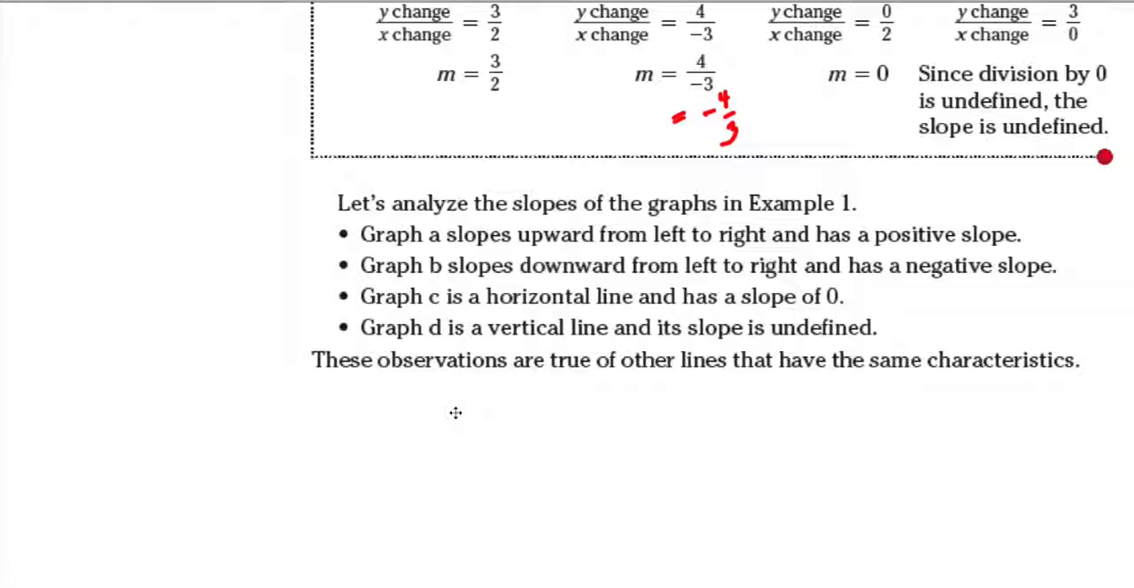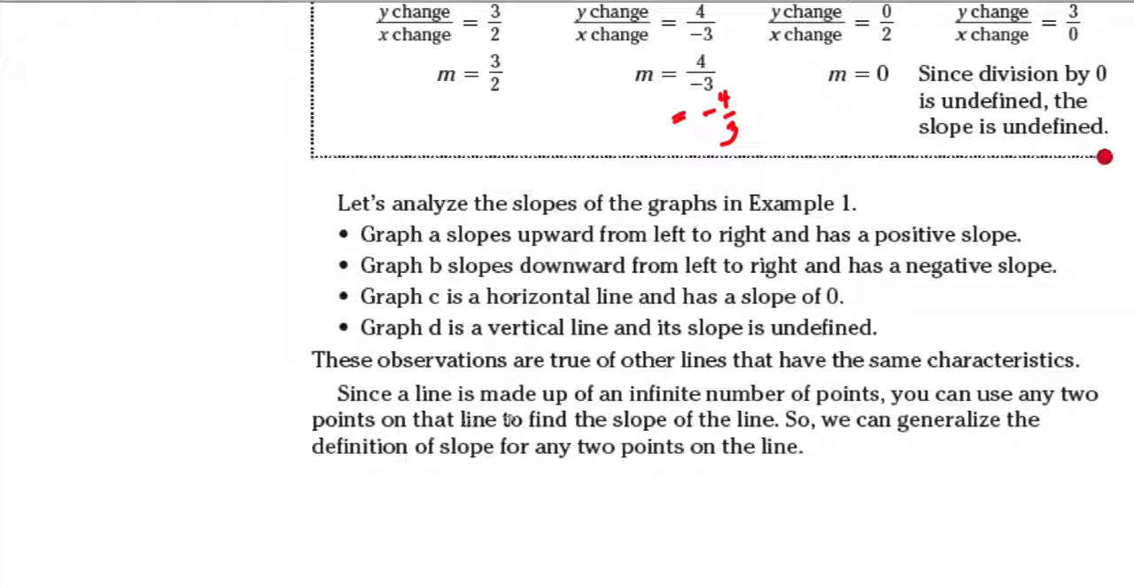So these observations are true of other lines that have the same characteristics. And since a line is made up of an infinite number of points, you can use any 2 points on a line to find the slope of a line. So we can generalize the definition of a slope for any 2 points of a line. Okay, and this is how we generalize it.